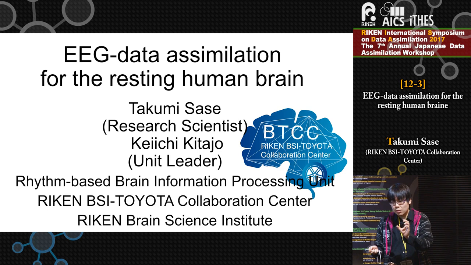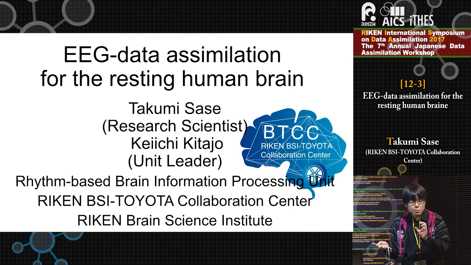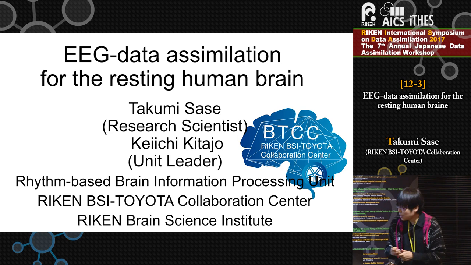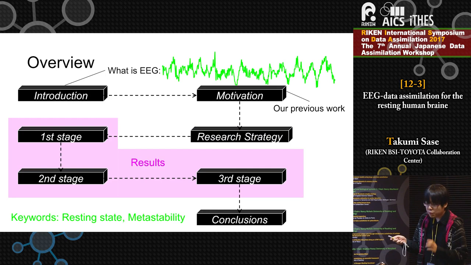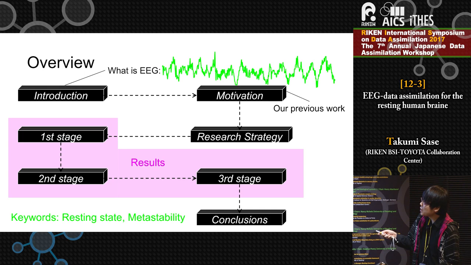Okay, and the resting state. Resting typically means an eyes closed condition and sitting, so no stimulus, or only spontaneous activity. That means resting state. Okay, and this is an overview of my talk. First, I briefly introduce what EEG is. This is an example of an EEG signal.